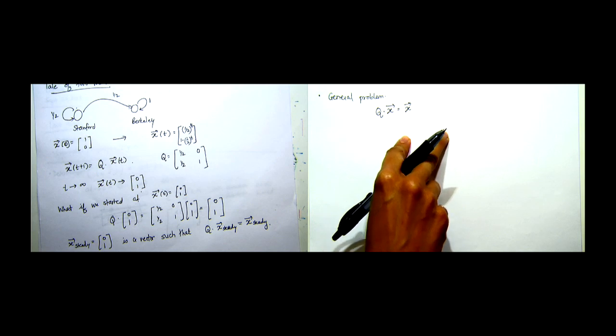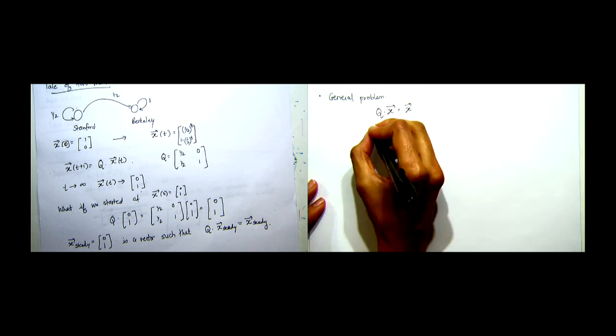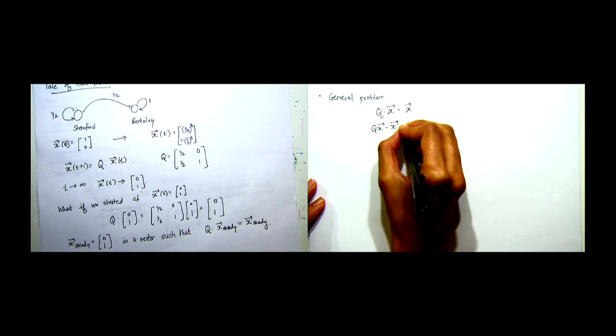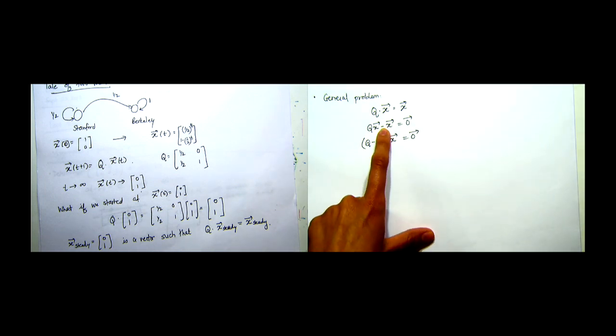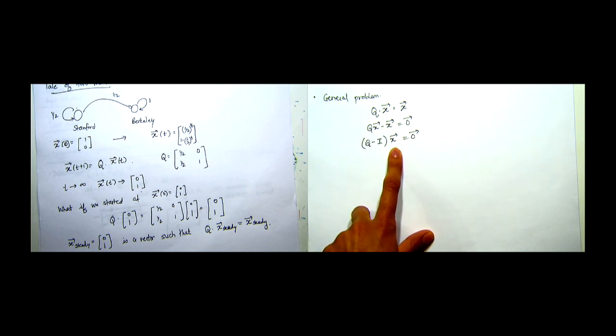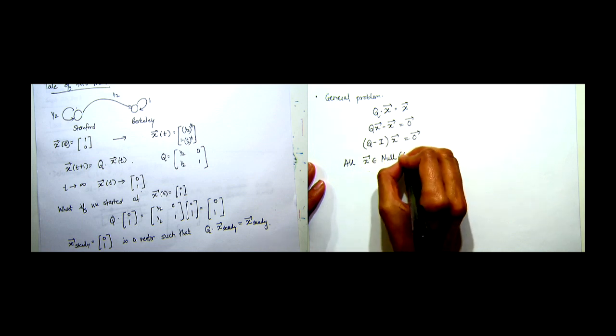We like A times x equal to b. B is known, A is known, and x is the unknown. So how do we reformulate this to make it into the format that we like? Subtract x, right? So I can write this as qx minus x equal to 0. Furthermore, I can rewrite this as q minus the identity matrix times x is equal to 0. Right? Because x is just the same as the identity matrix times x. And now, what are the x's that satisfy this? All x in the null space of q minus I satisfy this.